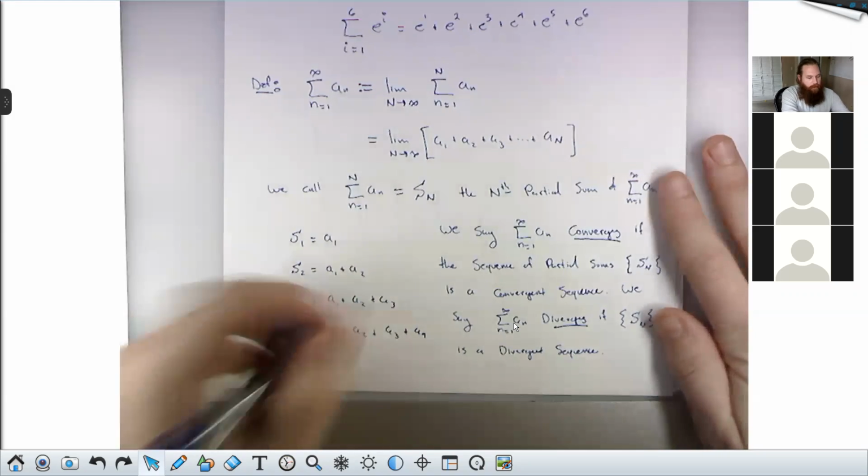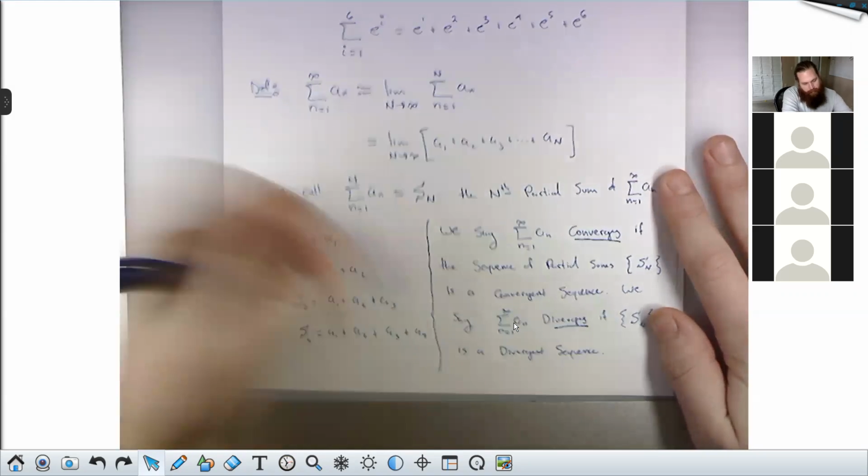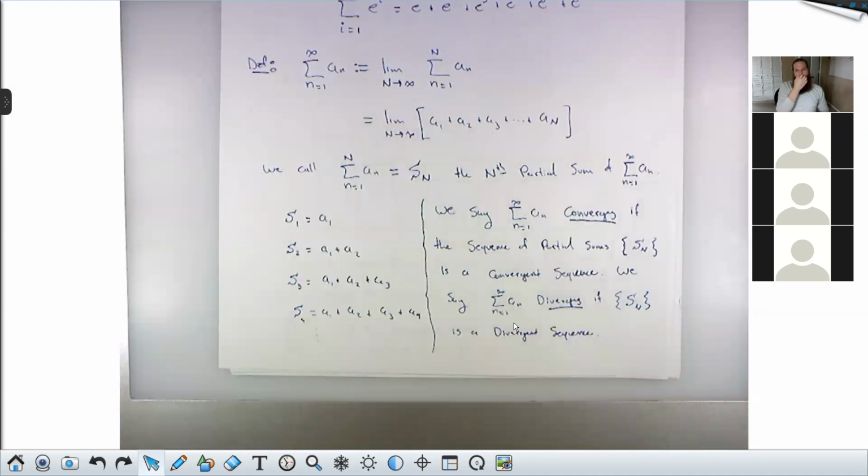So the whole game to understanding infinite series revolves around understanding sequences. If you want to analyze an infinite series, you must first rewrite it as a limit of a partial sum. And then that partial sum determines a new sequence called S_N. If the sequence S_N is convergent, then the original series is said to be convergent. If the sequence S_N is divergent, then we say the original series is divergent.